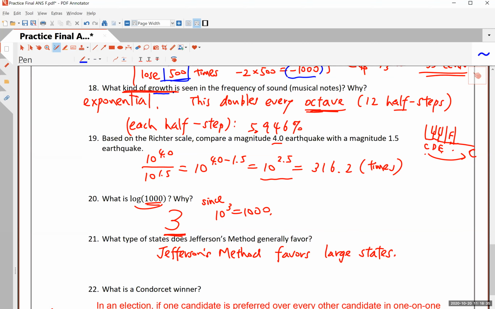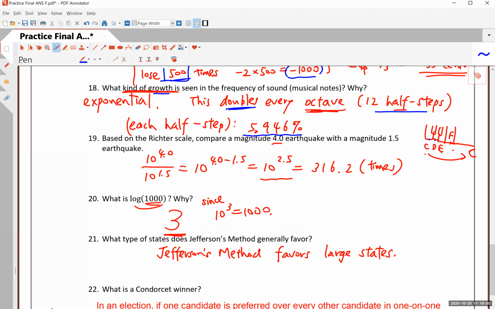What kind of growth is seen in the frequency of sound, the musical notes? And so remember, this is the doubling thing. The frequency doubles every octave, and every octave consists of 12 half steps. But anytime a doubling is included in your growth, that is exponential. And so the answer is it is exponential growth. And you remember that magic number to control all our Western musical scales is 5.946%.